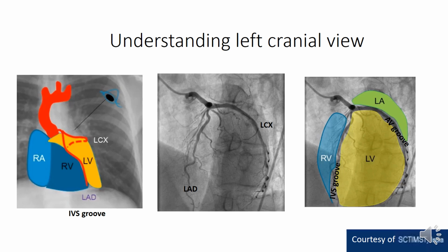Again, with chamber orientation, LAD running in the interventricular septal groove, separating the right ventricle from the left ventricle, and the circumflex vessel running in the AV groove, separating the left atrium from the left ventricle. As we told before, the cranial views give an excellent view of the mid and distal segment of the LAD.